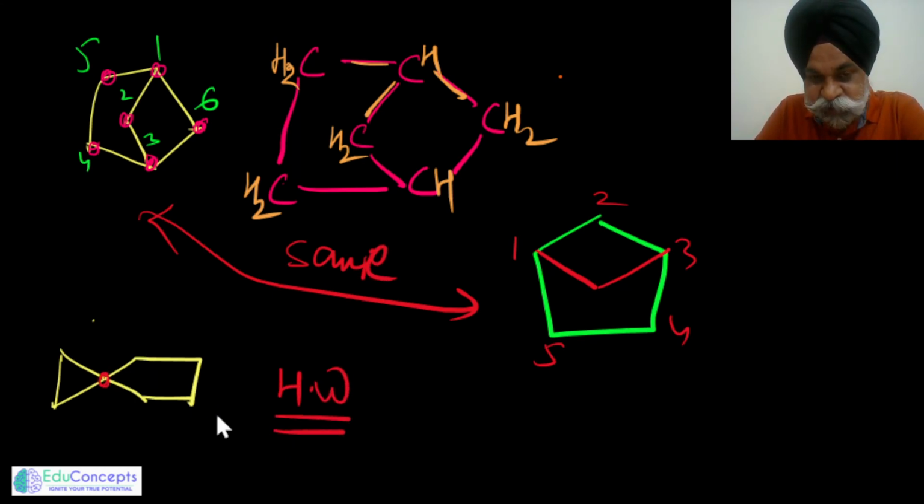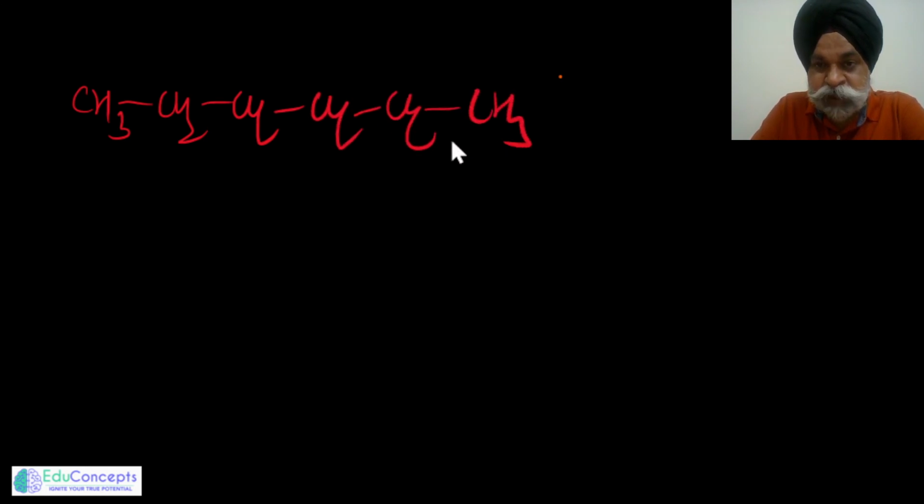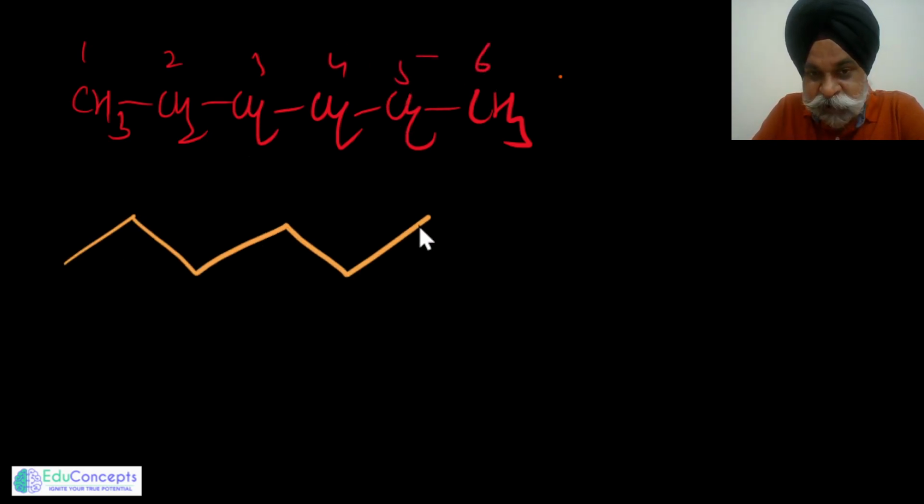Try this out and show me what the formula is, what the value of x and y is in this formula. Do it and write it in the comments if you find it right. And lastly, a mistake many students make: they ask me, sir, if there is a formula like CH3, CH2, CH2, CH2, CH2, CH3, how many carbons have I taken? I have taken 6 carbons with single bonds. So I can show it like this, 1, 2, 3, 4, 5, 6.